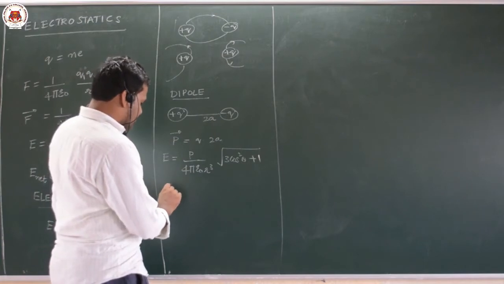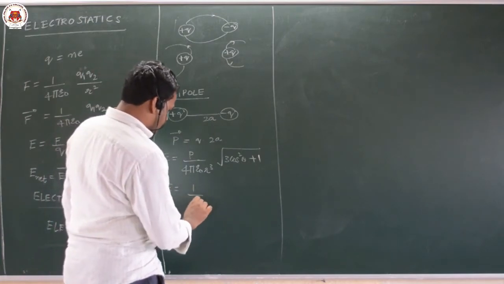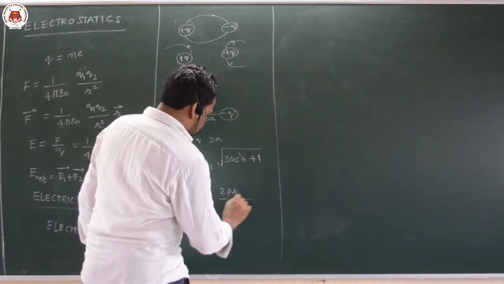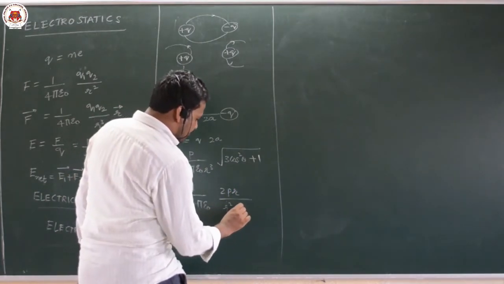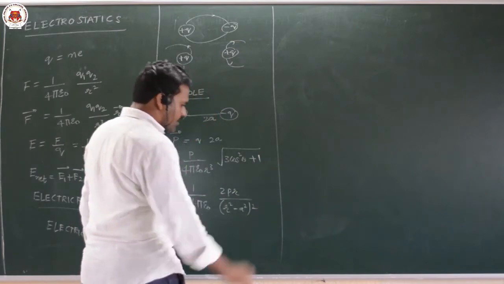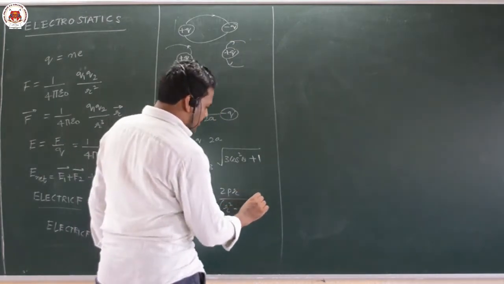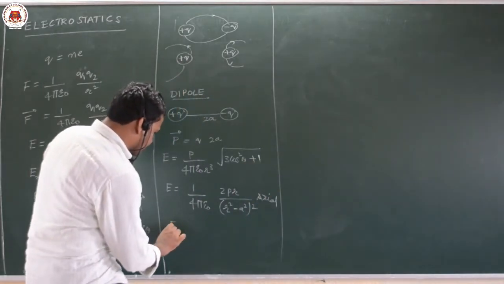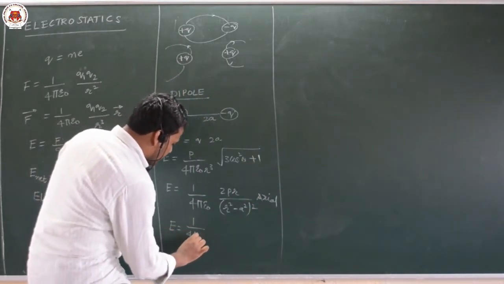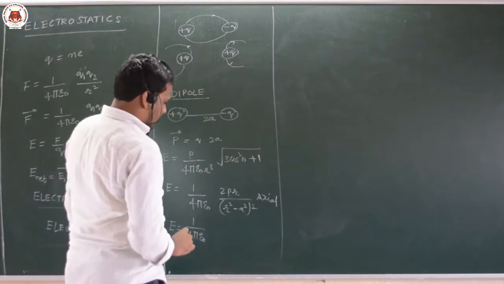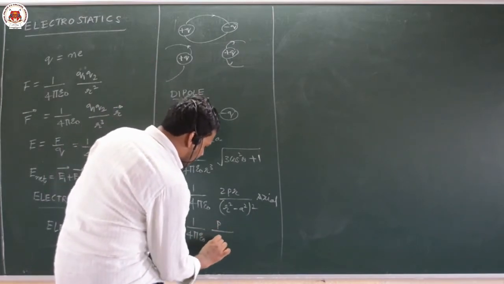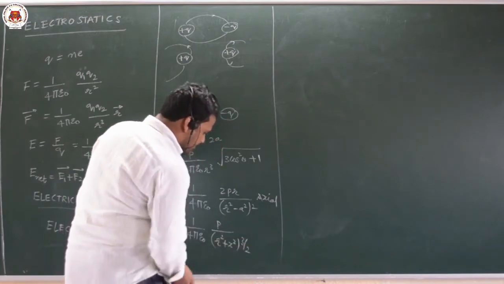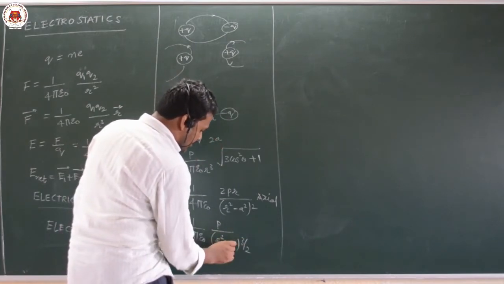Electric field on axial line is equal to 1 by 4 pi epsilon naught 2 P R by R square minus A square whole square. This is on axial line. Electric field on equatorial line is 1 by 4 pi epsilon naught P by R square plus A square whole power 3 by 2.